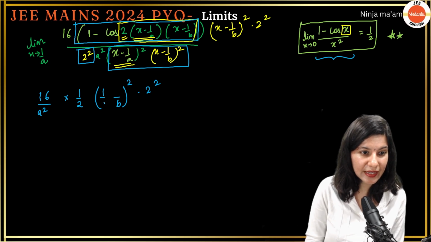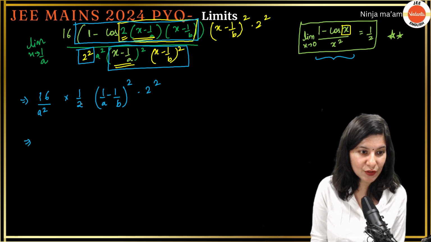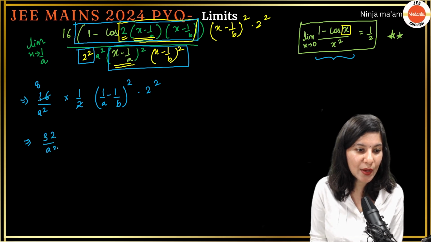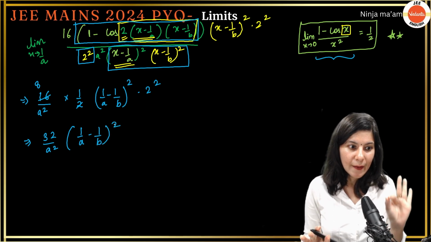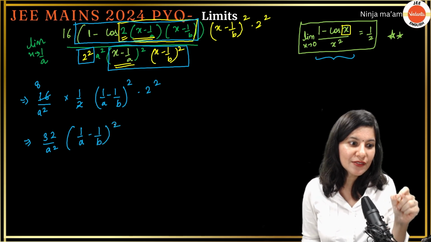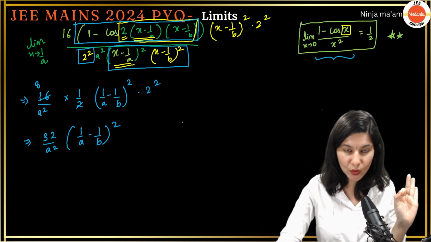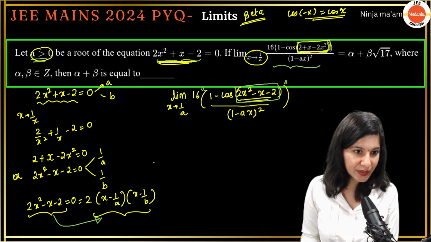So this is 1 by a minus 1 by b. So this is actually going to become 8. 8 fours are 32 by a square, 1 upon a minus 1 upon b square. Now let us just keep it over here. Why am I saying this? Because we need a and b over here.